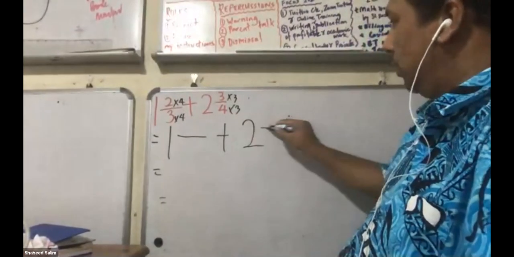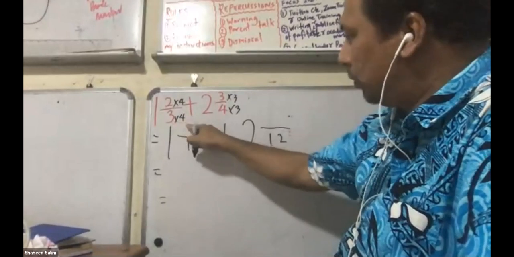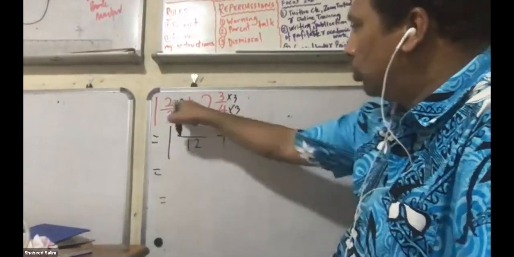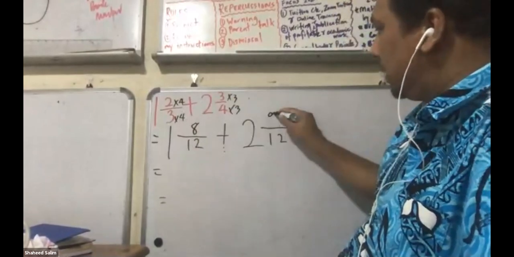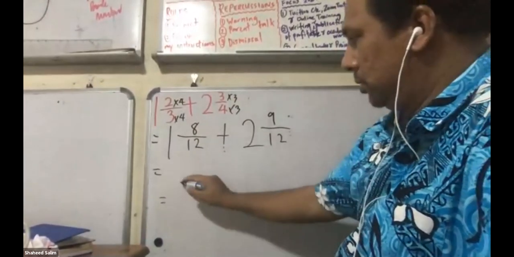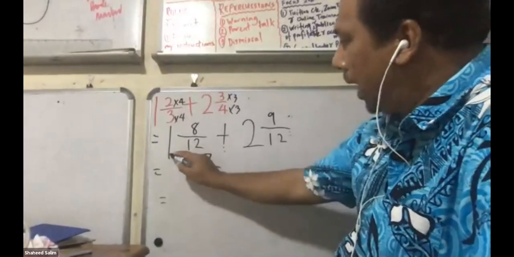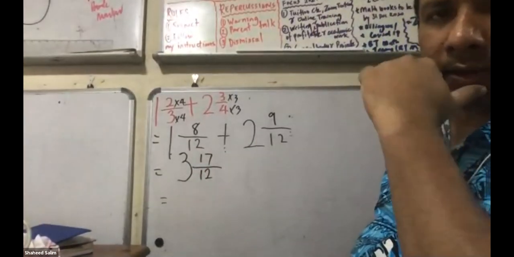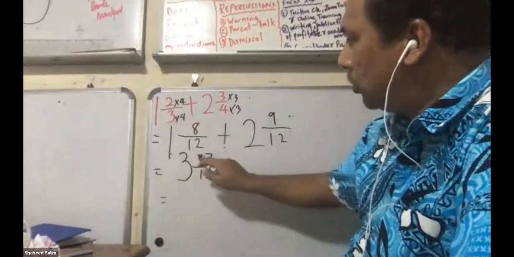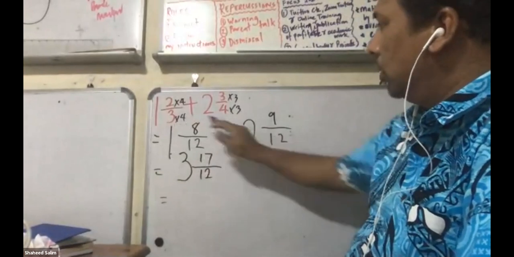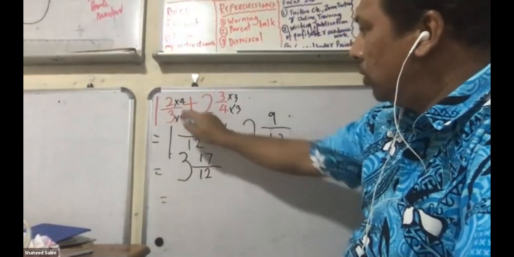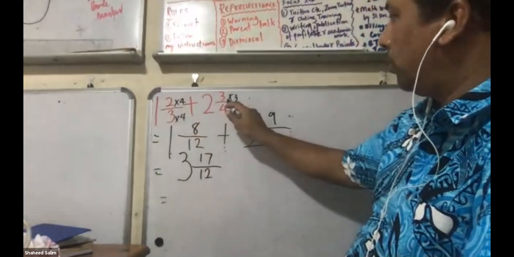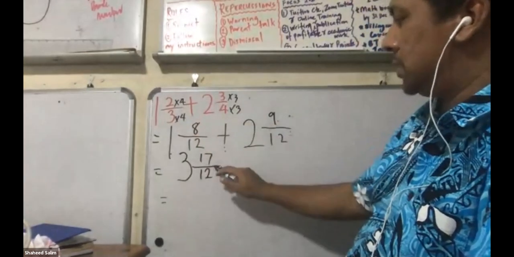Now we have here over 12, over 12, correct? 3 times 4, 12. 4 times 3, 12. 2 times 4, 8. 3 times 3, 9. 9 plus 8 is how much? 9 plus 8? 17 over 12. 1 plus 2 wholes, 3 wholes. Correct or not? Is it correct? Again, 3 times 4, 12. 4 times 3, 12. If down here you times by 4, top times 4, you get 8. Bottom times 3, top times 3, you get 9. 9 plus 8 is 17.